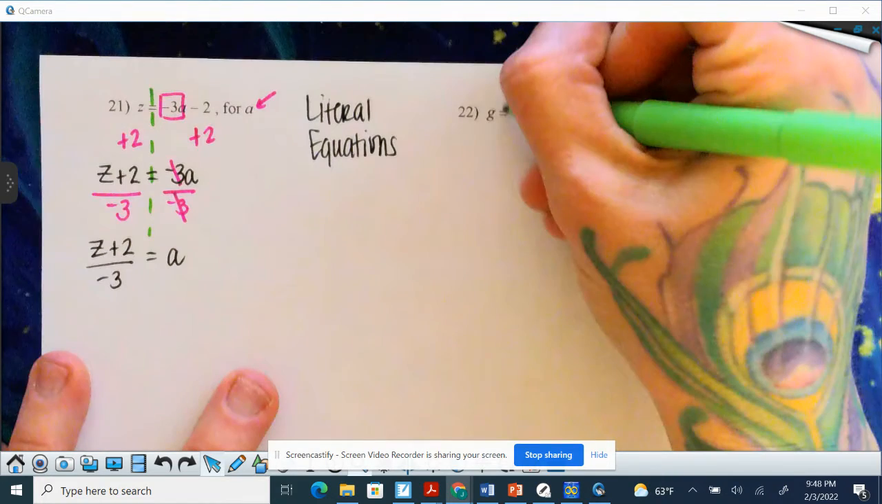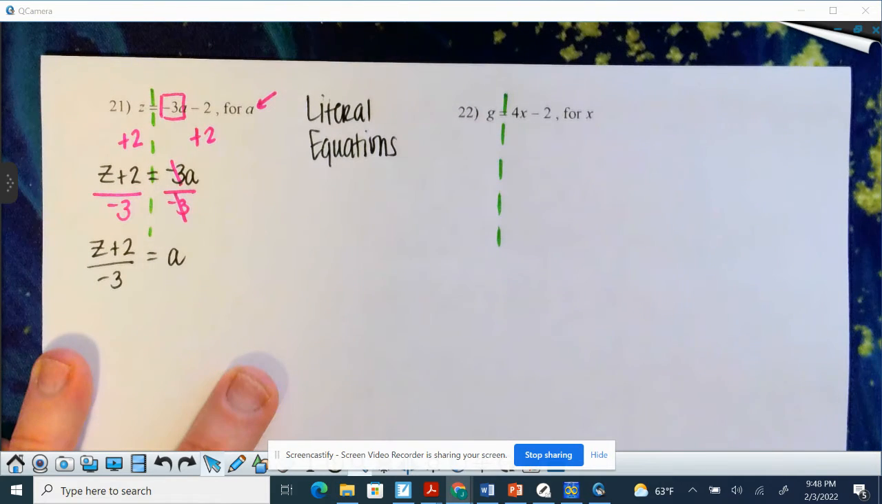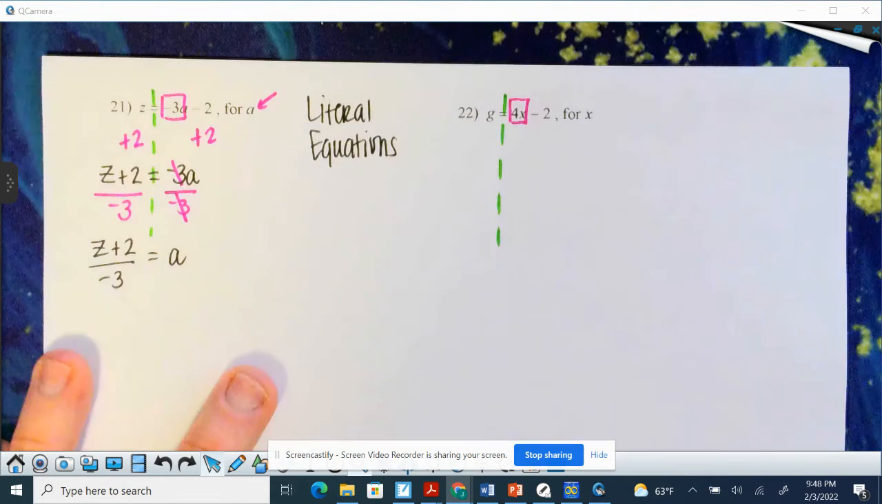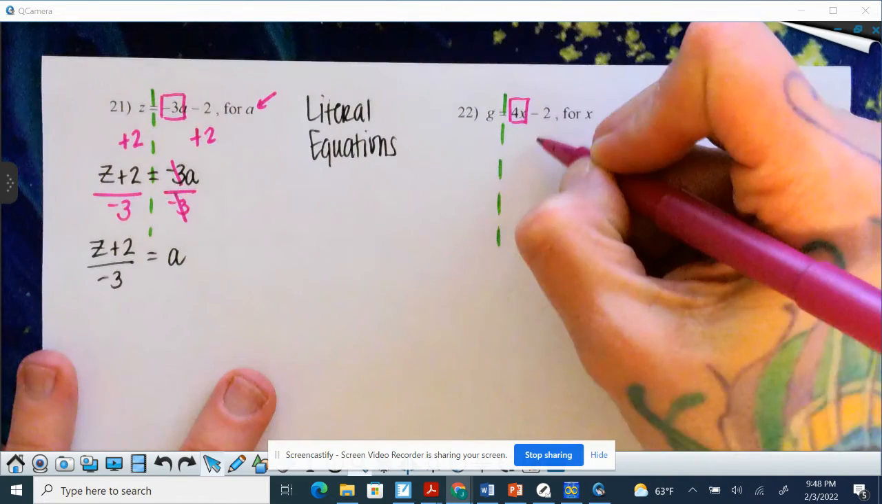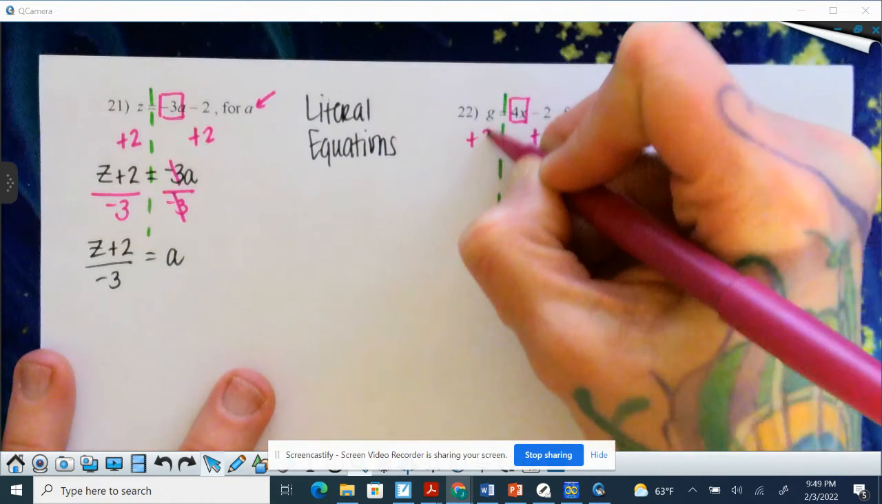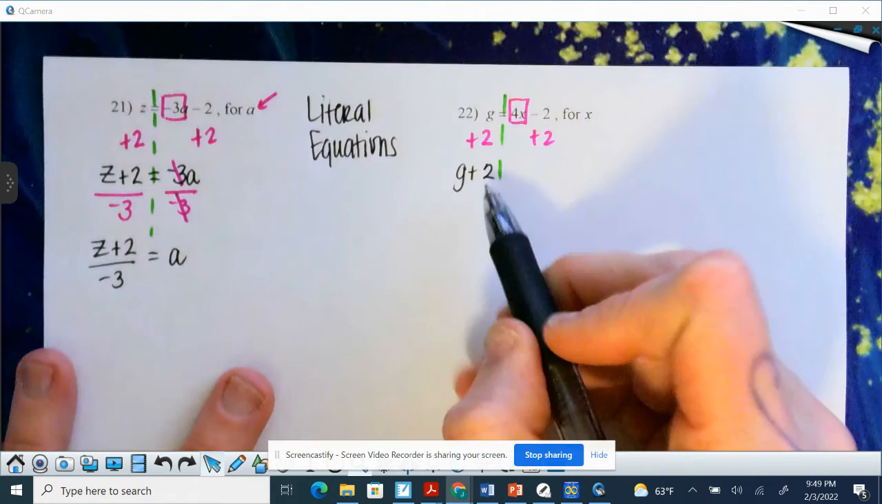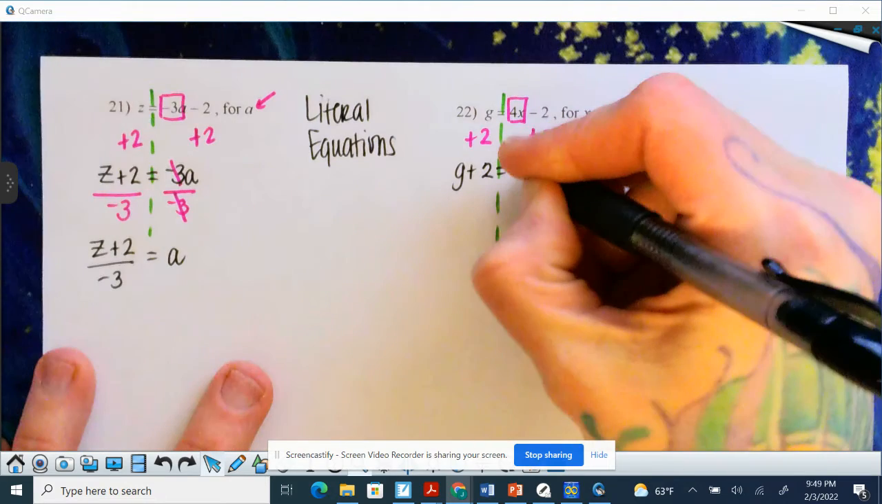All right. Pause it. Try it. See how far you can go. Trust yourself. You know how to math. 4x, got to get it by itself. That minus 2 is outside of our box, so we're going to add 2. G plus 2, because those are not like terms. One's a variable, one's a constant, equals 4x.